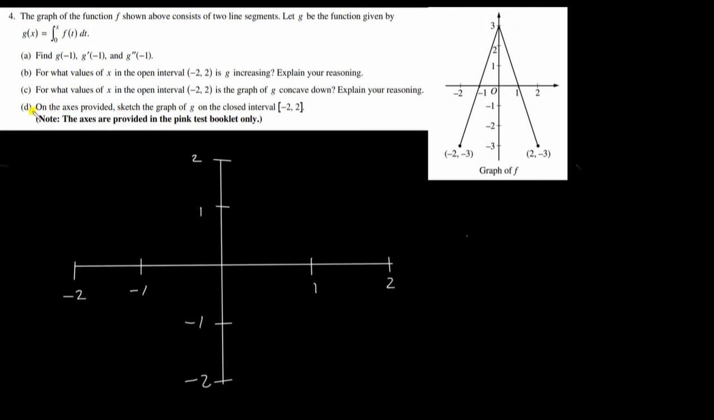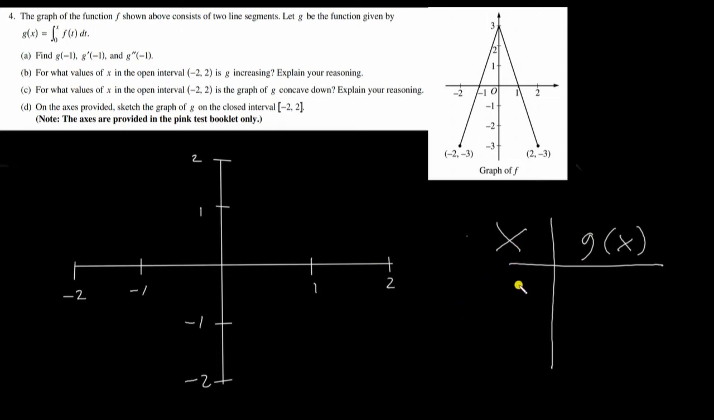Okay, part D. On the axes provided, sketch a graph of g on the closed interval -2 to 2. Now I realize what this note means. I feel kind of silly, but okay, let's start doing this problem. So we need to sketch a graph of g, right? And the best way I think to sketch a graph is just plug in different points for x and see what we get out for g. So let's make a little table here. We'll have x and we'll have g of x. We'll make a table, we'll plot some points, we'll plot those on the graph and see what shape we get.